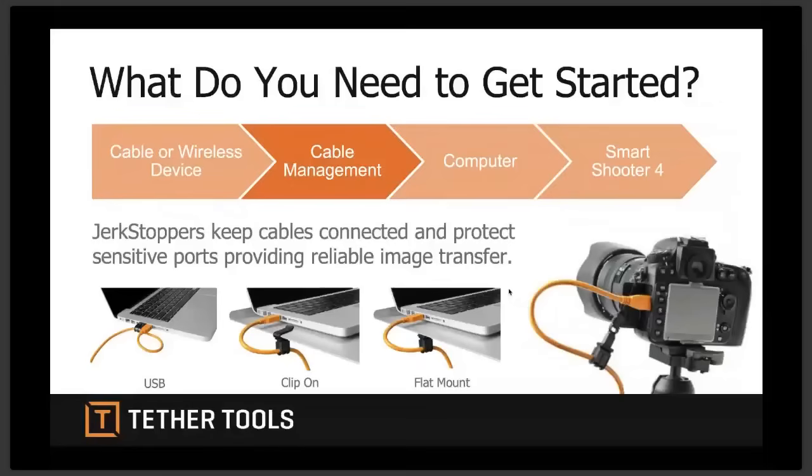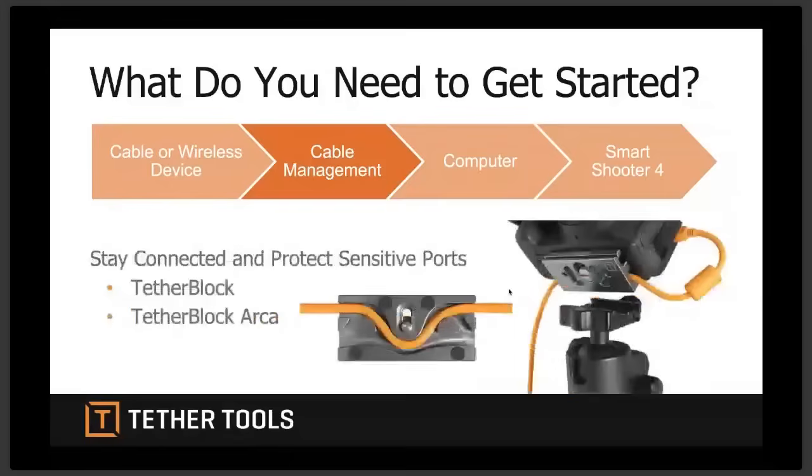The other cable management solution we have, we call the Tether block. This one's a little bit more robust. The cable routes through a tripod plate that is on the bottom of your camera. It creates a rock solid connection. I can literally hang my camera from my cable. Not that I recommend that you do that, but the plate will allow that.